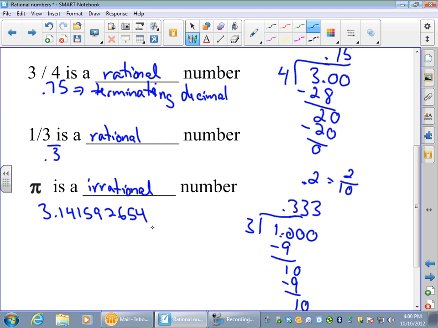Some people, for some unknown reason, have even memorized pi out to thousands and thousands of places. I'm not really sure why you'd want to do that. Some people did. And so that is an irrational number. It's a decimal. It doesn't terminate. It just goes on forever, but it never repeats. You see, it's constantly changing. Those are the only numbers that cannot be written as fractions. They're the irrationals. That's it.